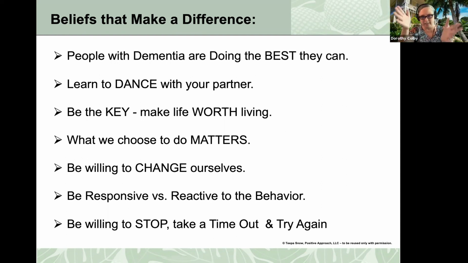So being able to take that time to get connected as two human beings and build that relationship, keep that agenda in your back pocket, and then we'll get there. We'll get to the bathroom, but person first, relationship first.